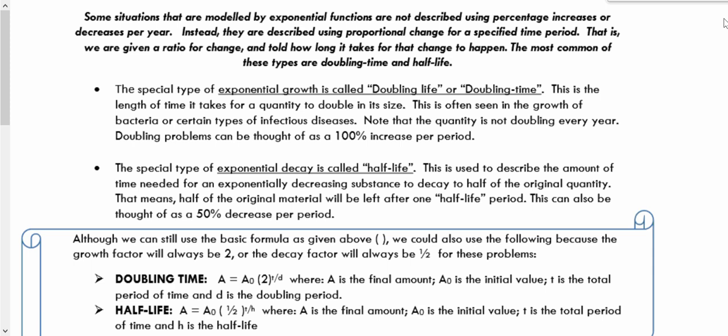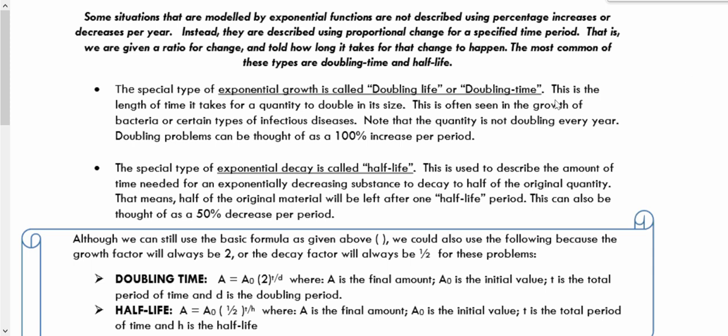real life scenarios, things where we're talking about bacteria or infectious disease that grows at such, well, think about the coronavirus. At what rate is that growing? Extremely, extremely fast. That's a perfect example, a real life example of something that, and I don't actually know this number, but how quickly is it growing from what it was previously?